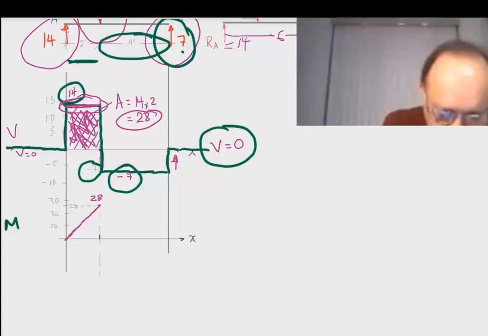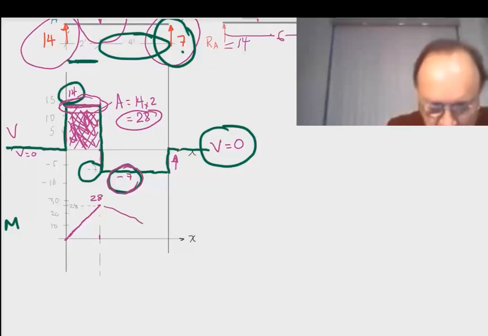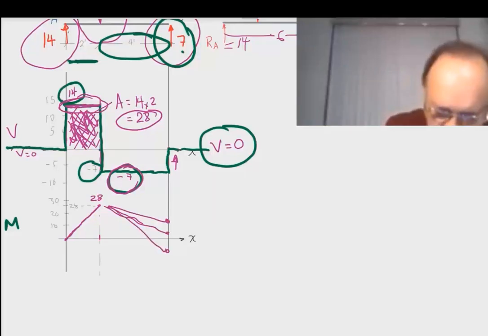Now the shear diagram is telling me that the moment diagram has a slope of -7. So I'm going to have a line with negative slope like that, right? But up to what point? If I want to find the moment, shall it get here, here, or here? Well, the way to find the exact point where I should take my moment diagram is to find this area.